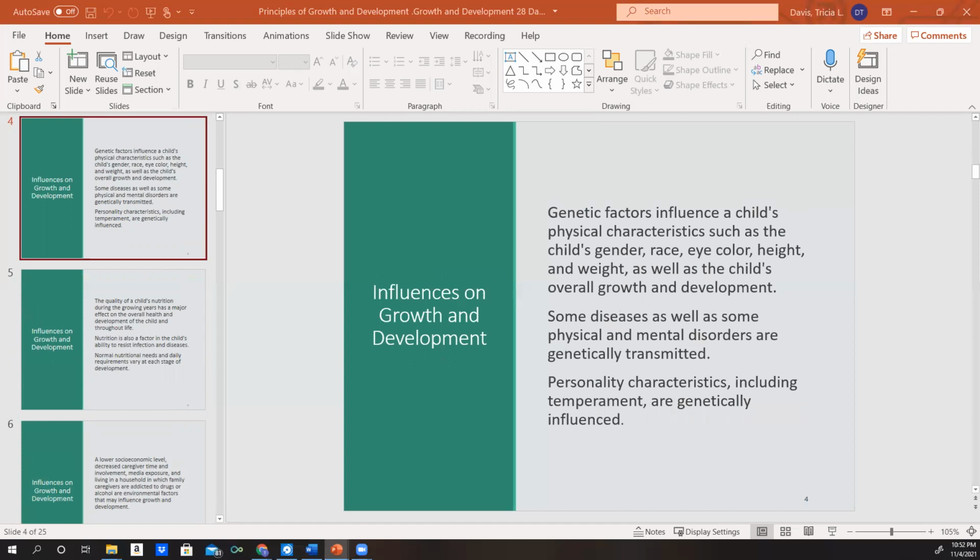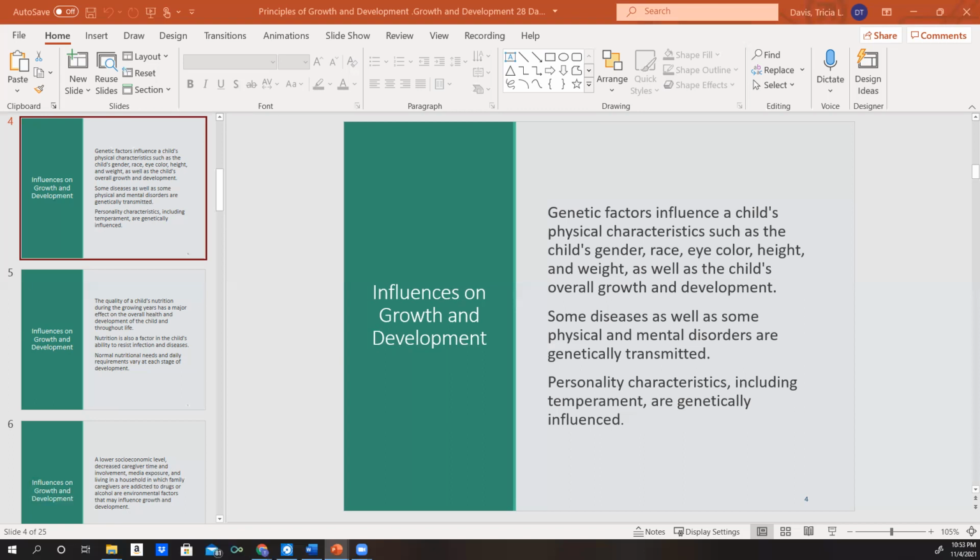We do know that the genetic makeup of every child is going to be different, and that genetic makeup is going to help determine the characteristics that that child has. So we know their sex, their race, their eye color, how tall they're going to be, how much they're going to weigh. All of those growth and developmental factors are going to be influenced by that genetic makeup. Each child is genetically programmed to be a certain height when they're fully mature. With adequate nutrition and good health, most children will attain the height that they are genetically programmed to have.